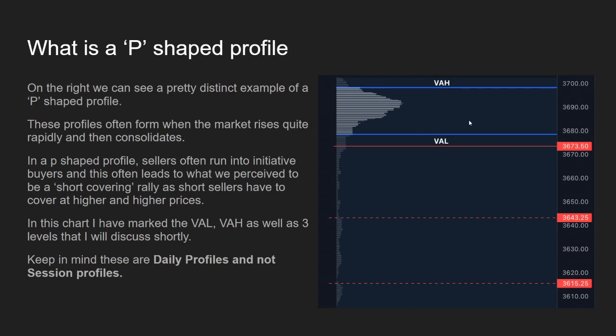You can probably see why I've marked these levels on the chart. 3673 is the bottom of the main distribution, or like the top of the P. 3643 is more of a smaller distribution, as well as 3615. Both of these are just below LVNs. You can see these LVNs over here and over here. And just above the bigger distributions, we can see this distribution and this distribution.